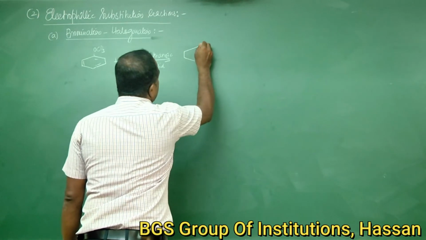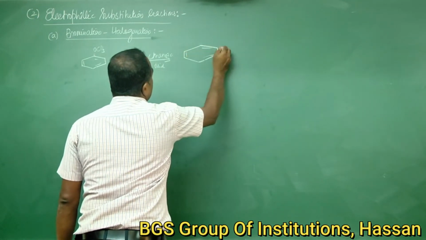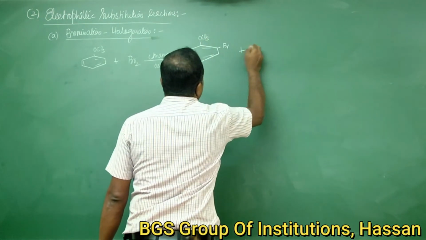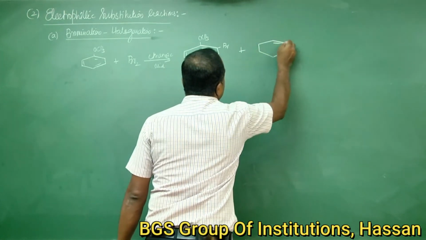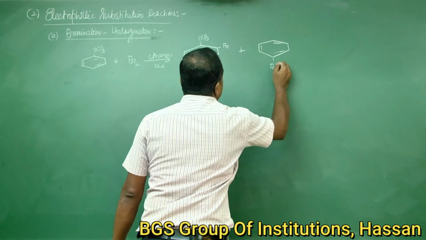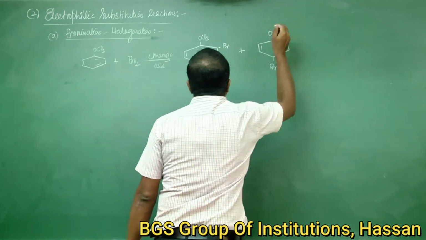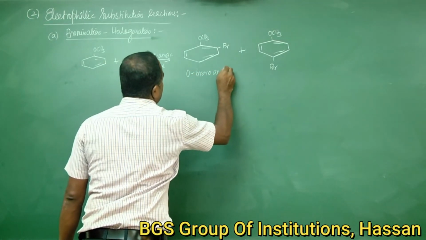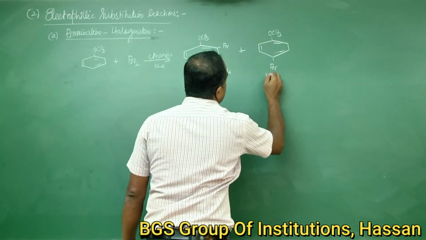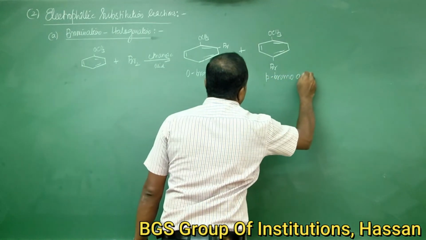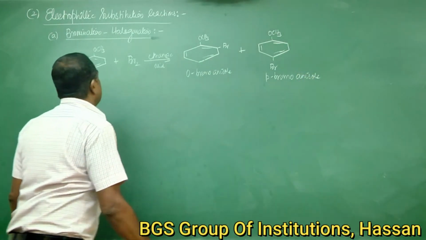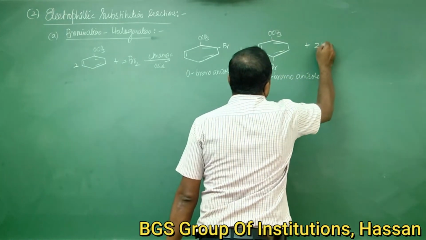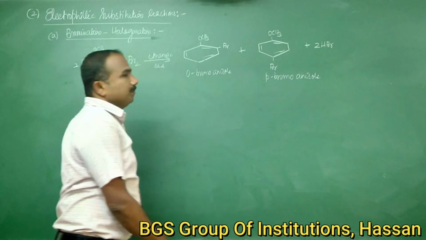So therefore ortho bromoanisole, and the second one is para bromoanisole. This one is ortho bromoanisole. This one is para bromoanisole. Take 2 moles of bromine, plus 2 HBr. So this is the bromination reaction.